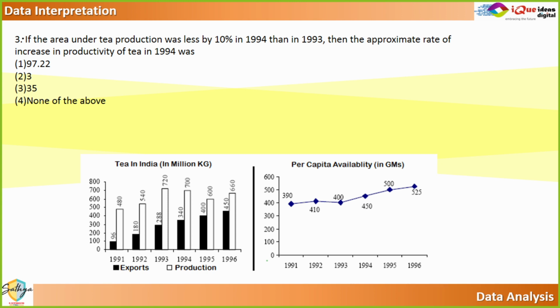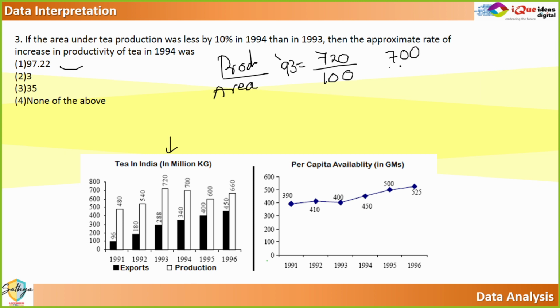Okay. So what is meant by productivity? Productivity is the production in a particular area. So total production divided by area will give you productivity, right? So 93 में the production was 720, right? Let's assume that it is over 100 acres because percentage में मुझे calculate करना है ना answer, right? So in 93, it is 720 by 100. In 94, the production is 700, but the area is less by 10%. So this is only 90.